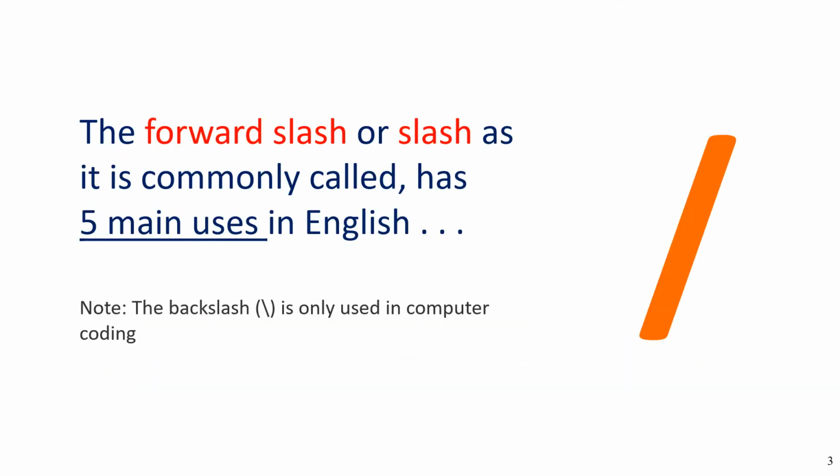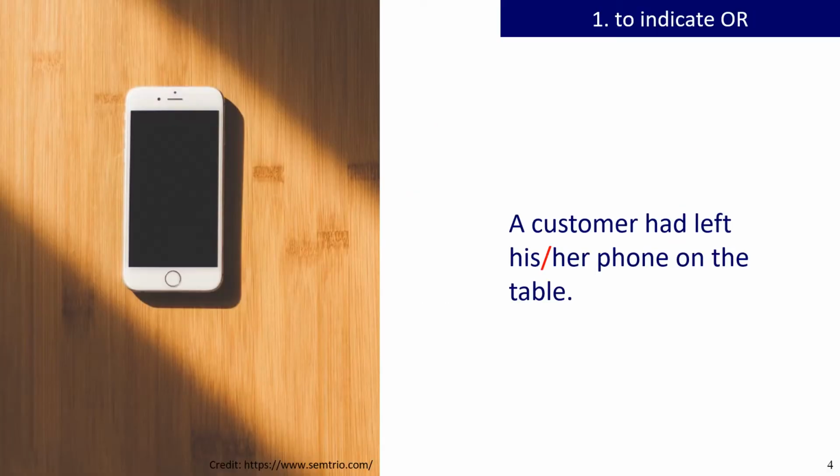Now, the forward slash, or slash as it's commonly called, has 5 main uses in English. Note, the backslash is only used in computer coding. So, with slash, use number 1, to indicate or.